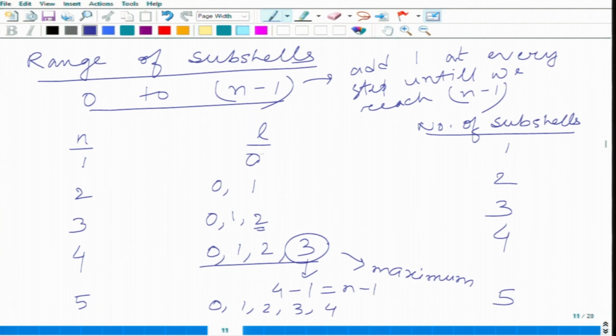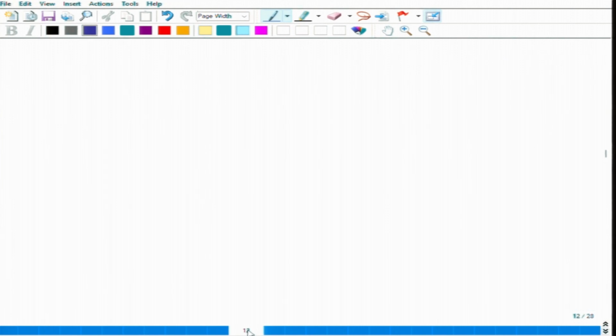Now these numbers have different names according to the shape of the electron cloud. So what are the names? L and name of the subshell.